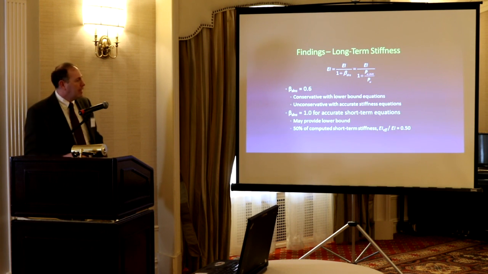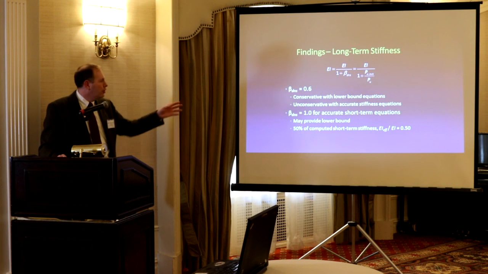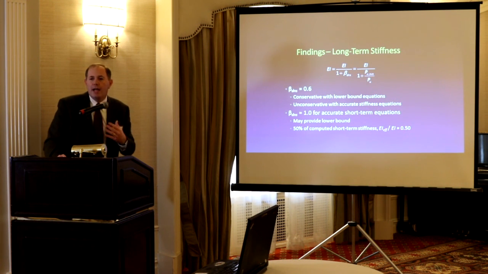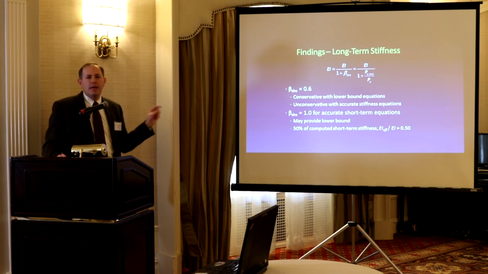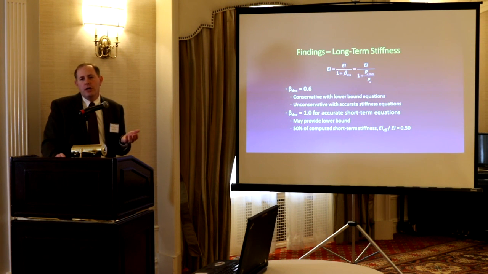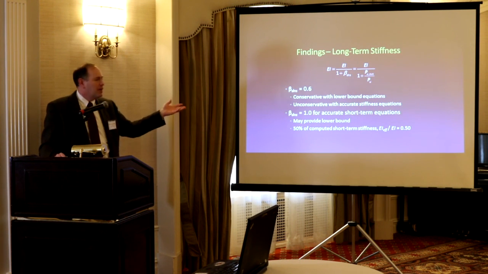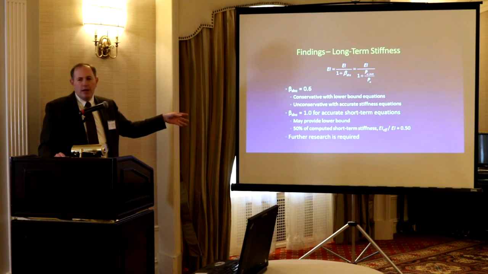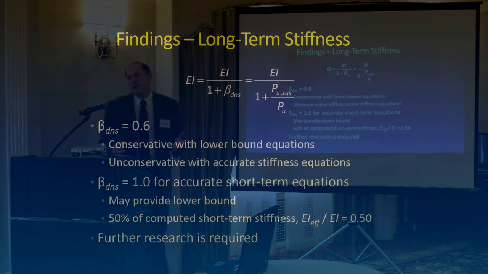1.0, we felt, gave really accurate short-term, reasonable for the short-term equations that were accurate. So we think it may provide a lower bound and be a good number. It's 50% of the stiffness, but I'm going to caution here, I think further research is needed. I mean, we had a limited number of tests here sustained.